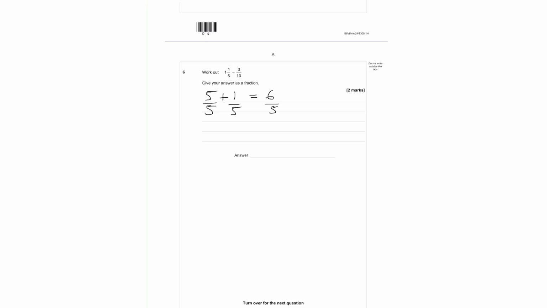So if we rewrite that in its entirety, we have 6 over 5 minus 3 over 10. Now we need to find a common denominator, which pretty clearly is going to be 10. So if we multiply top and bottom of this fraction by 2, we get 12 over 10 minus 3 over 10. And now that we have a common denominator, we can just do the sum in the numerator. So 12 minus 3 is 9. So our answer becomes 9 over 10.